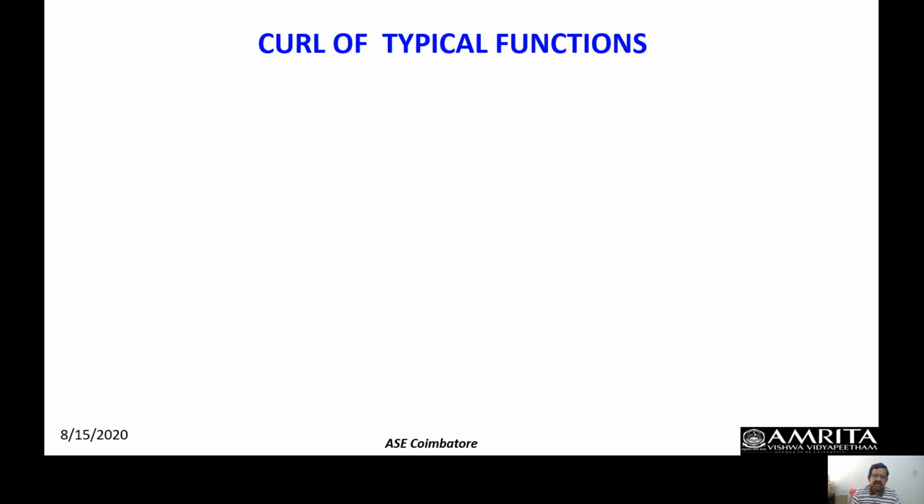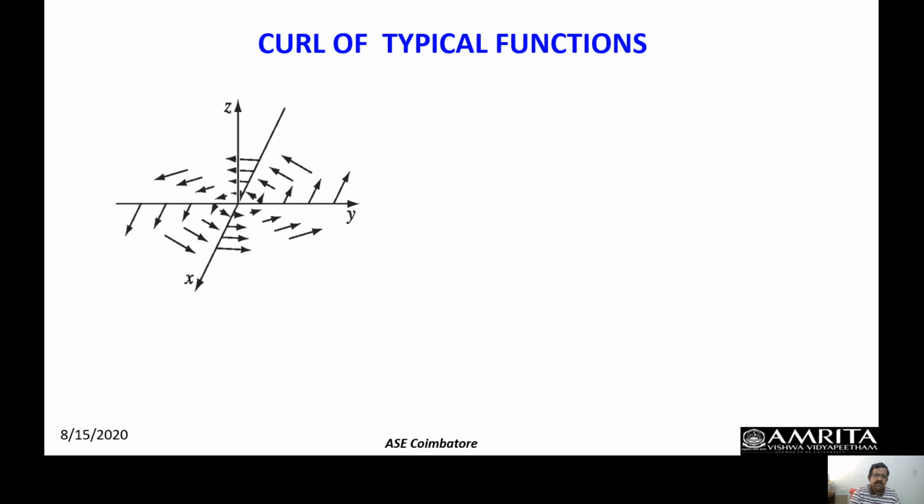Curl of typical vector functions. Let us take a few examples. Here you can see the xy plane. I have drawn a Cartesian coordinate system, a right-handed system, x cross y equal to z, with z pointing upward, and in the xy plane I have a fluid flow in this direction.